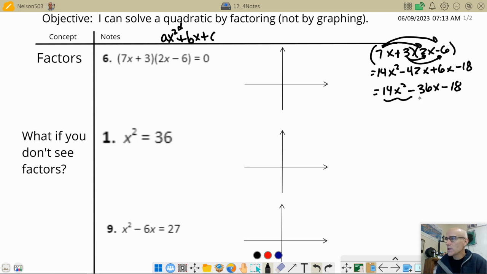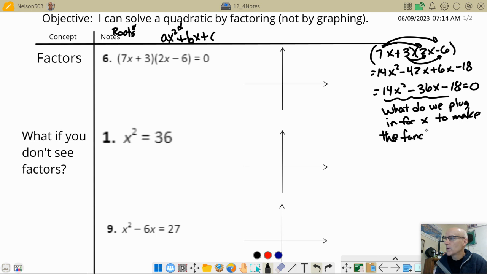But if it looks like this, it's difficult, or at least more difficult, to find what would make the whole function equal to 0. It would be harder to find what's called the roots. So when I say solve, we're going to find the roots, which are the solutions, which means what do you have to plug in for x to make the function 0? That's really what our question is all about. What do we plug in for x to make the function equal 0?